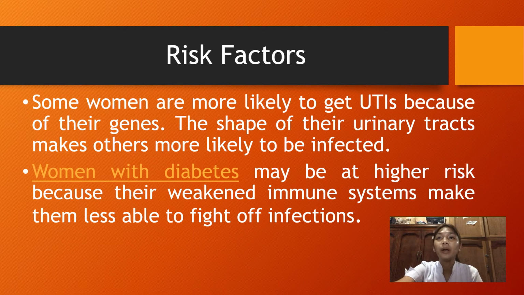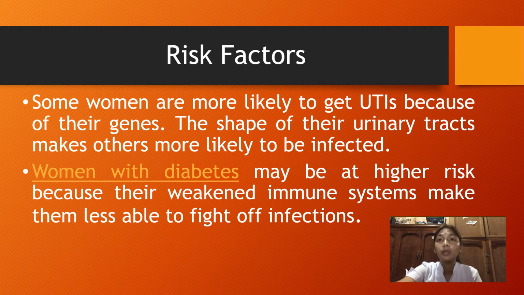Next, some women are more likely to get UTIs because of their genes. The shape of their urinary tracts makes them more likely to be infected. So, yung shape po ng urinary tract ng female is a narrow shape.